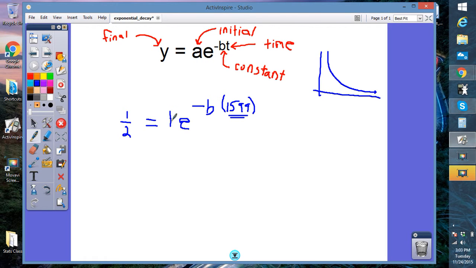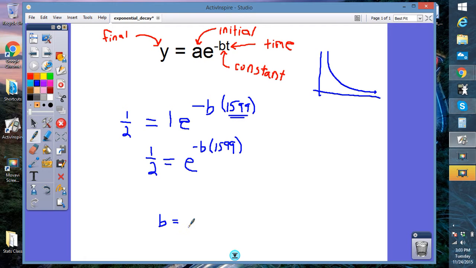When you multiply anything by 1, it's just itself. So think of this as 1/2 is equal to e to the negative b times 1,599. You have an exponential here, and you're solving for b. Remember, you take the natural log of both sides to get rid of the e. So you're going to work this problem and find out what this constant is.